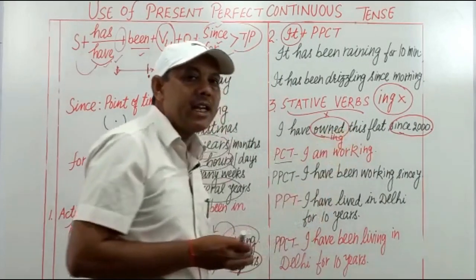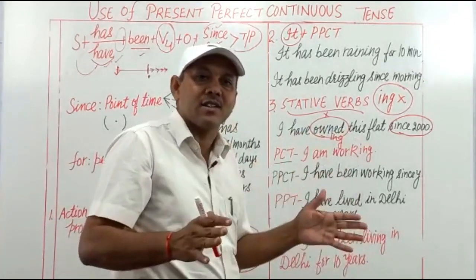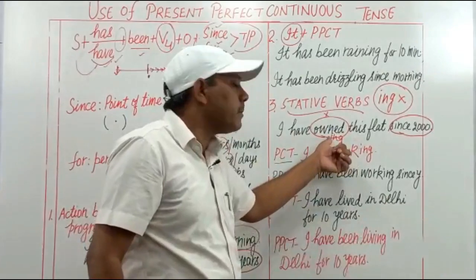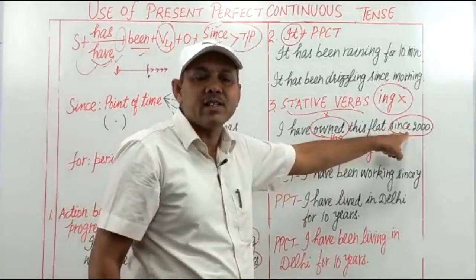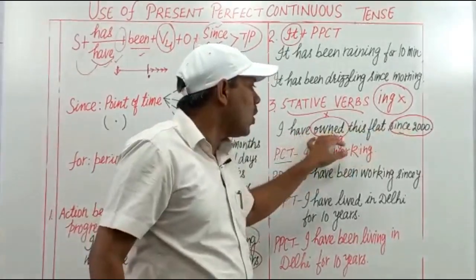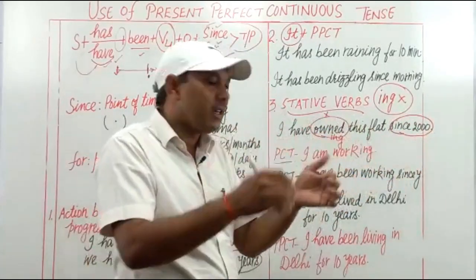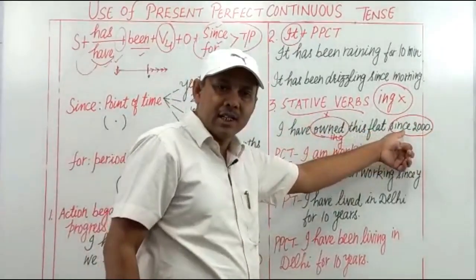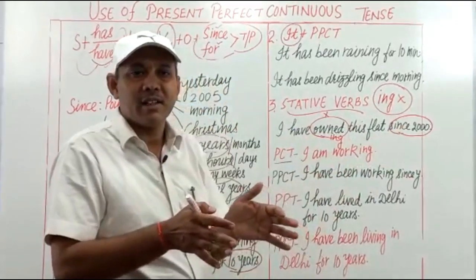हम इसको ऐसा नहीं कह सकते, "I am owning this flat." Wrong structure. इसलिए हमें इसे present perfect में ही use करना होगा with this time phrase, जो पिछले वीडियो में भी मैंने चर्चा की थी. "I have owned this flat since 2000" means ये फ्लैट मैंने सन 2000 में लिया था, और अब तक ये फ्लैट मेरे ही पास है.